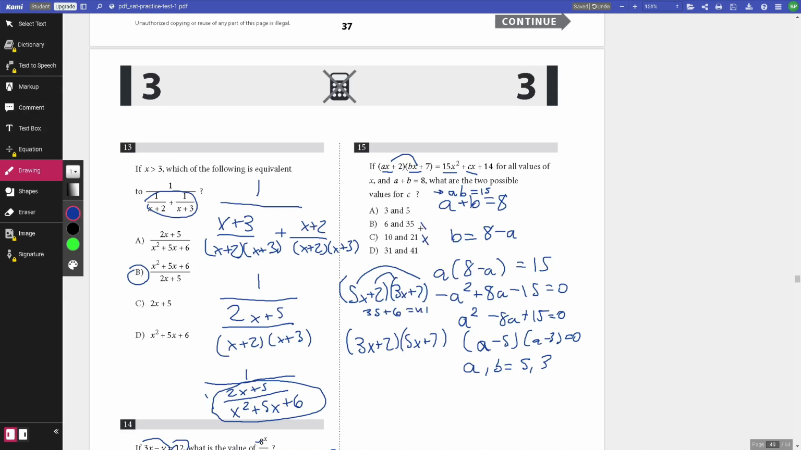And the only one that works is D, which has 41 in it. But let's make sure by checking the second expression. So 3 times 7 is 21, and 2 times 5 is 10, which equals 31. And it works there, so we're good to go.